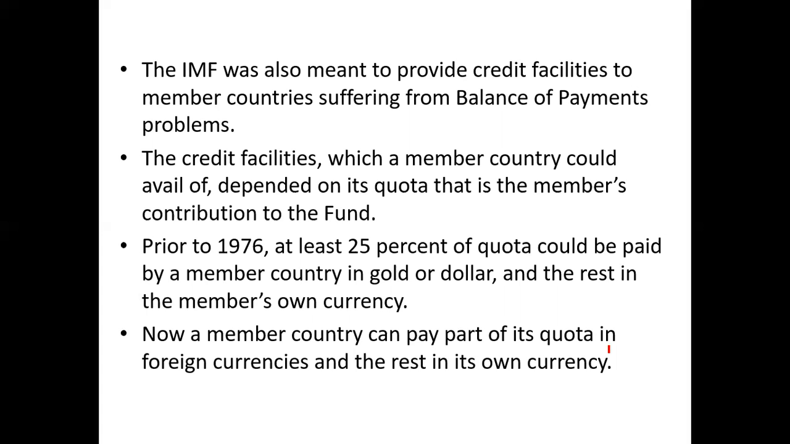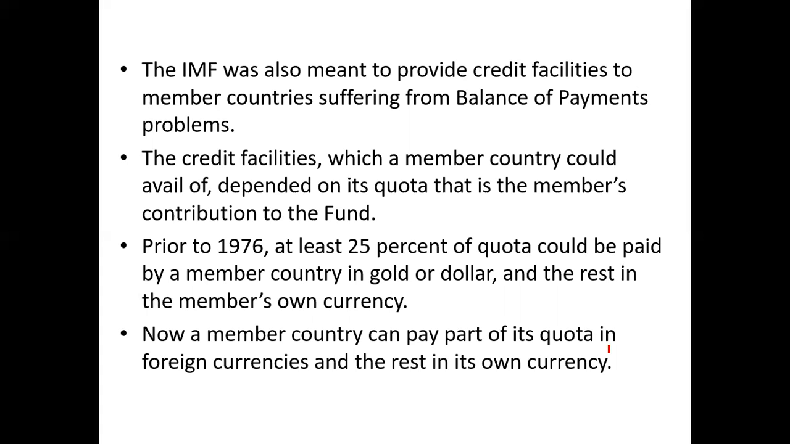Prior to 1976, at least 25% of the quota could be paid by a member country in gold or dollar, and the rest in the member's own currency. So you could contribute to the IMF in your own currency, but at least 25% of your contribution should come in the form of gold or dollar. The rest, the 75%, could be made in the member's own currency.